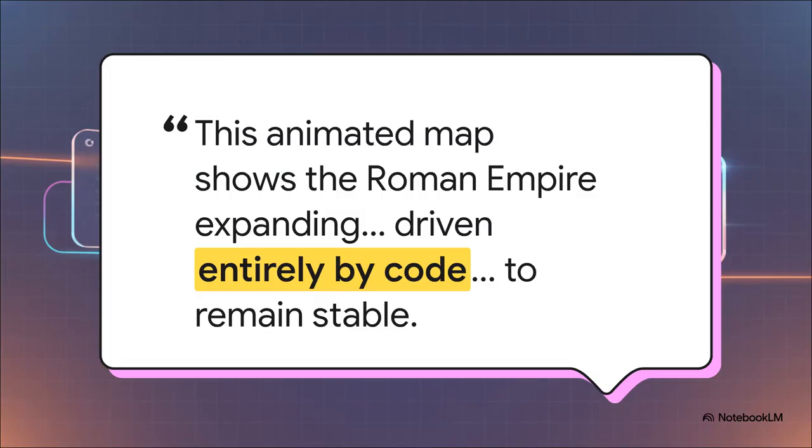And this right here shows you exactly why that matters. A normal video AI trying to animate a historical map would probably just guess and make a mess of it. But because Gemini 3 Pro is actually writing code to create the animation, it can achieve a level of factual precision that was impossible before. It can accurately visualize history or data or really complex processes.